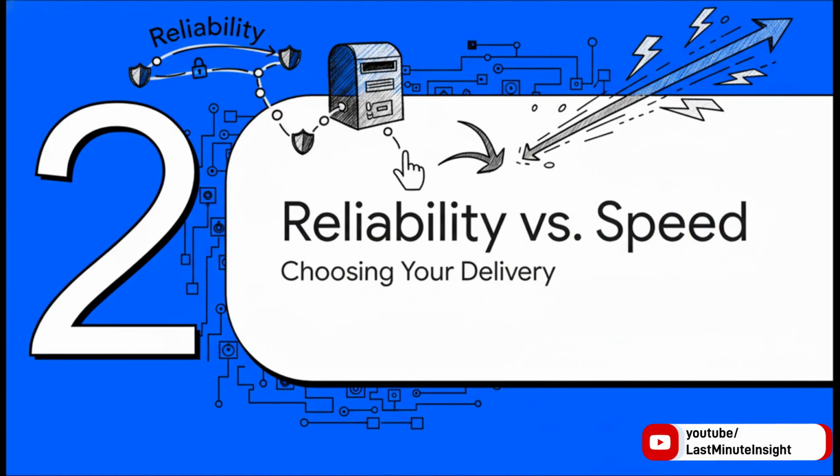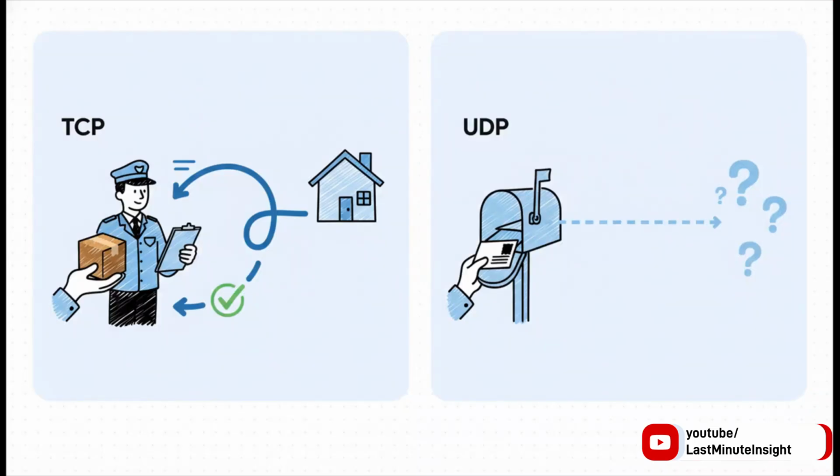So now our data is all packaged up and addressed. Our digital post office now has a big choice to make. Does this package need to be sent with 100% guaranteed reliability, or does it need to get there as fast as humanly or digitally possible? Because you can't always have both. And that brings us to the two main delivery services, TCP and UDP.